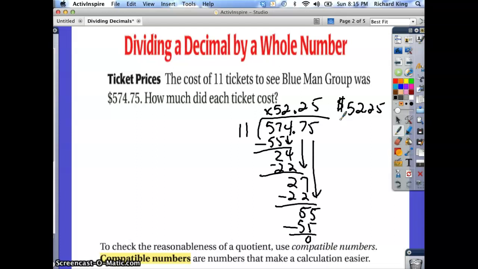They may ask you to check for reasonableness. In this case, it says to check the reasonableness of a quotient, use compatible numbers. Compatible numbers are numbers that make a calculation easier. So round these numbers to something that works well. On the division, we can round $574.75 to say 600. We can round 11 down to 10. So 600 divided by 10 is 60, which is close to $52.25. Close enough to know that our answer is reasonable.